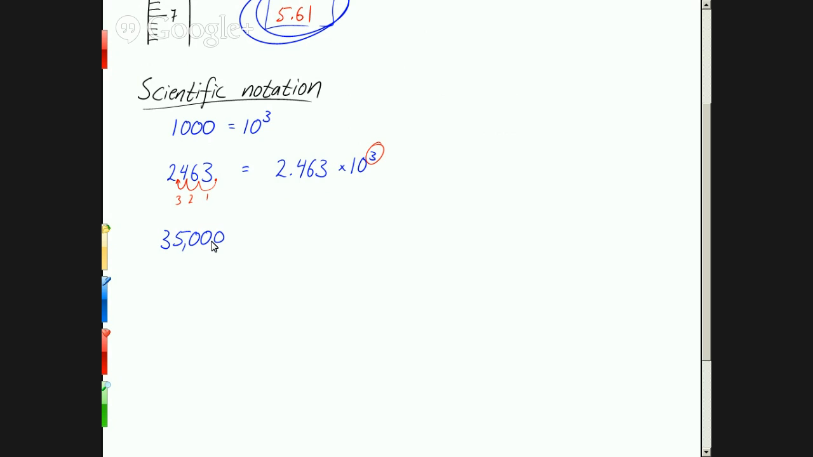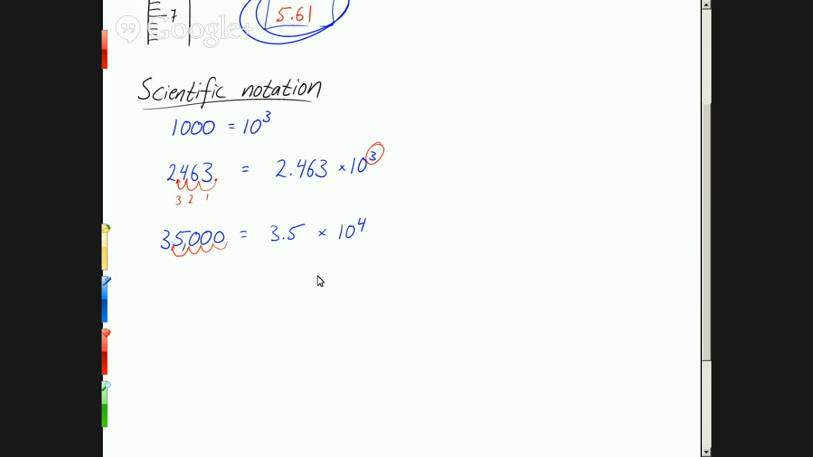Let's convert that to scientific notation. So we're going to make a little decimal place here and figure out how many times we have to move it over. 1, 2, 3, 4. So that's going to be 3.5 times 10 to the fourth.